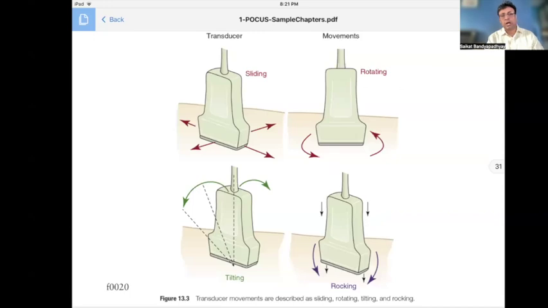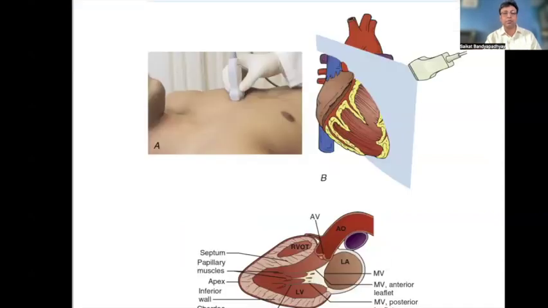So regarding how to get the images, you need to slide your ultrasound probe: sliding, rotating, tilting, rocking. All these are different maneuvers. It's better not spoken but shown hands-on, so I'm going to show you during the workshop.